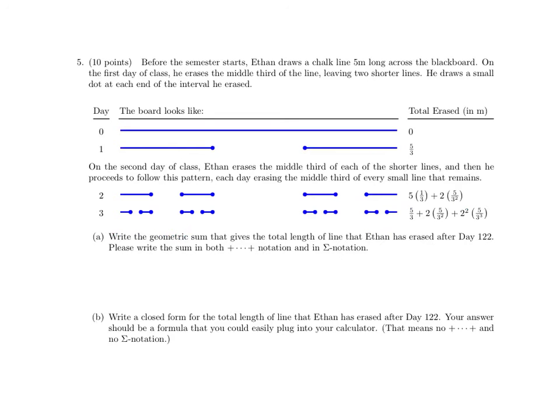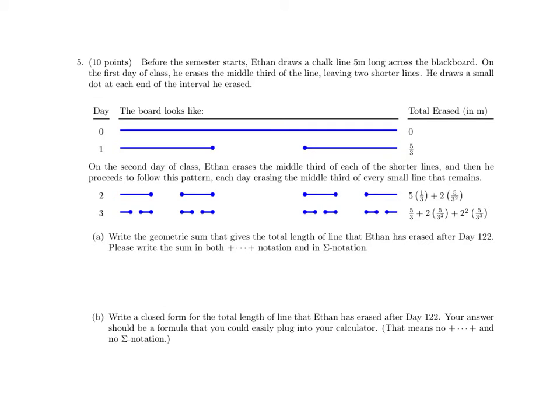This is a nice, quick geometric series problem. It says, before the semester starts, Ethan draws a chalk line 5 meters long across the blackboard. And on the first day of class, he erases the middle third of the line. So he has erased a distance of 5/3, leaving 2 shorter lines that are each themselves 5/3 in length. And then on the second day of class, he erases the middle third of each of the shorter lines, and then he proceeds to follow this pattern each day, erasing the middle third of every small line that remains.